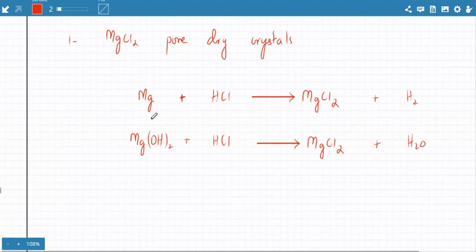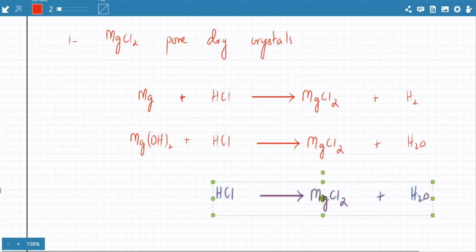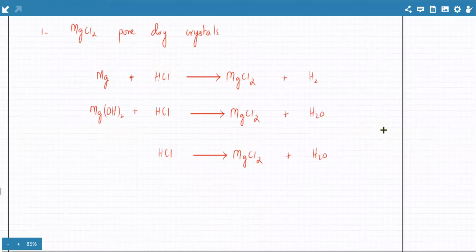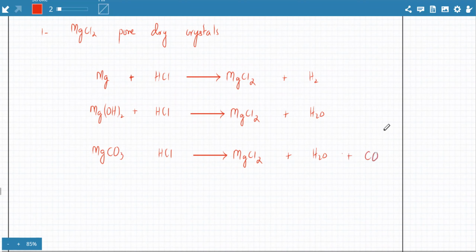And then there's a third reaction that you could have done, and that was a carbonate. It would be the same acid, except that there's going to be a carbonate, and that carbonate would be MgCO3. Mg is 2 plus, CO3 is -2, and carbon dioxide is also going to be produced in this reaction. So you've got 3 reactions. All of the 3 reactions are producing the same salt. Okay, is this clear? Yes, sir.